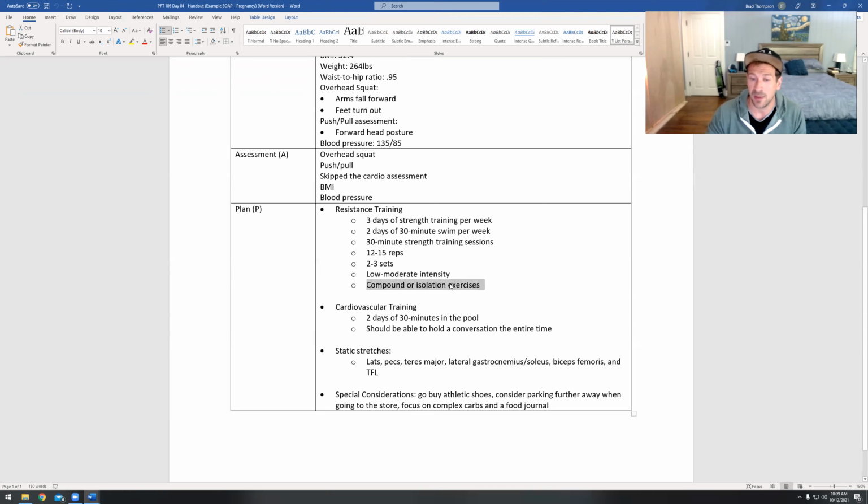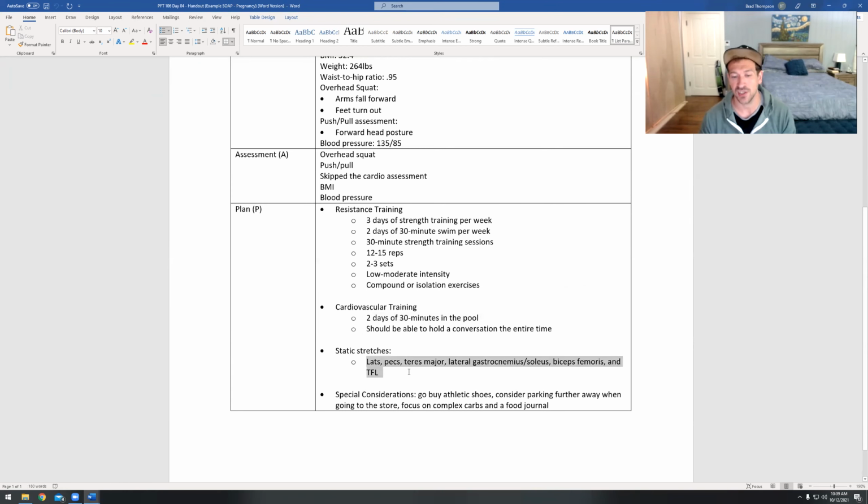We're going to focus on compound or isolation exercises rather than total body stuff, just because we don't want to put too much pressure in areas that are going to feel uncomfortable. Cardio, 2 days a week, 30 minutes in the pool. She should be able to hold a conversation the entire time, right? She shouldn't have any trouble breathing, obviously, other than being underwater. But we want to keep her comfortable, right?